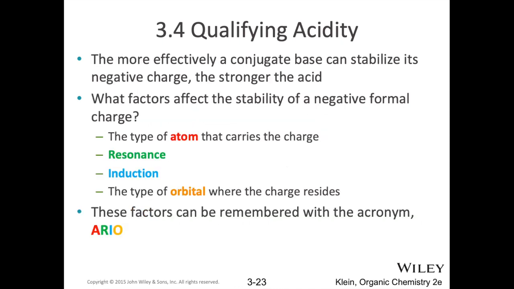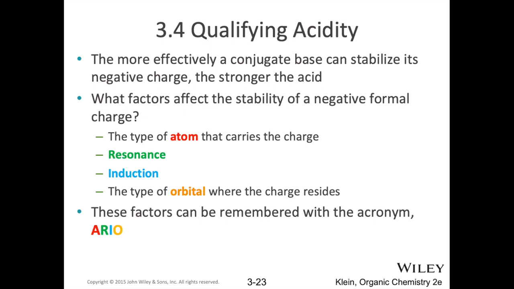Okay, so when it comes to doing this, we have this sort of checklist of things that we examine to see what is good at supporting this negative formal charge on our conjugate base. The checklist is summarized in an acronym called ARIO, where we look at the atom involved, that's the A in ARIO, if there's any resonance, then we look at induction effects, and finally the type of orbital that is housing the charge that we're looking at.